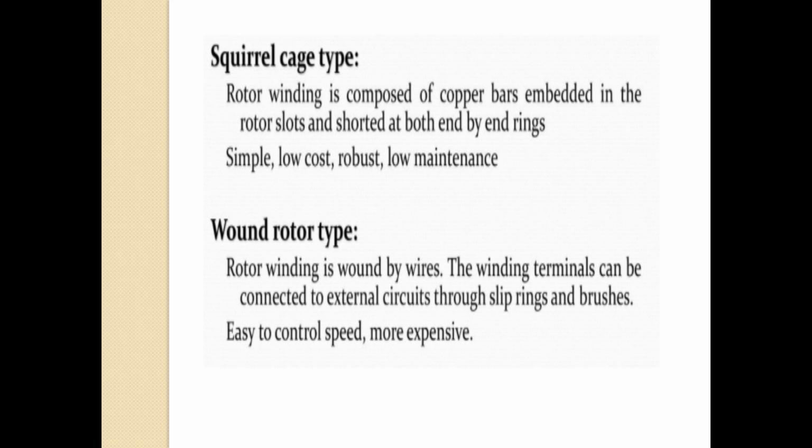Slip ring induction motor: in this type, the rotor winding is similar to the stator winding. The rotor winding may be star or delta connected, or distributed winding, wound for as many poles as the stator. The three phases are brought out and connected to slip rings mounted on the rotor shaft. External variable resistance can be connected to the rotor circuit with the help of brushes and the slip ring arrangement. Varying the external resistance of the rotor circuit provides speed control. Thank you.